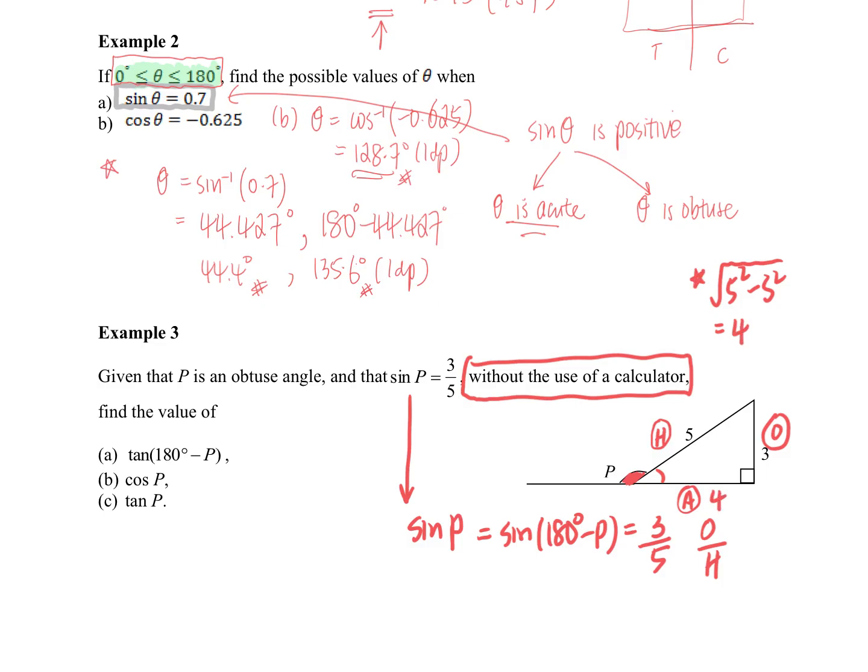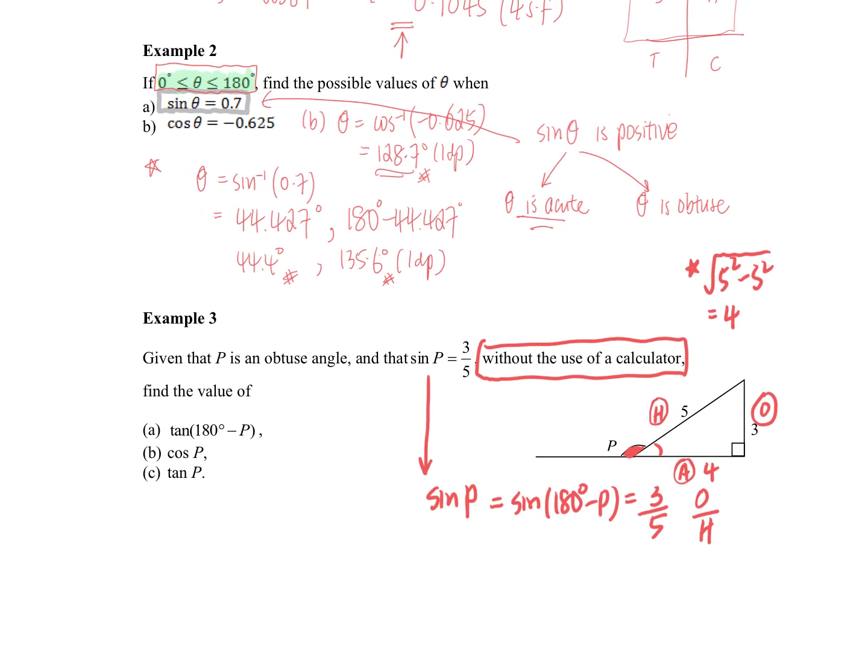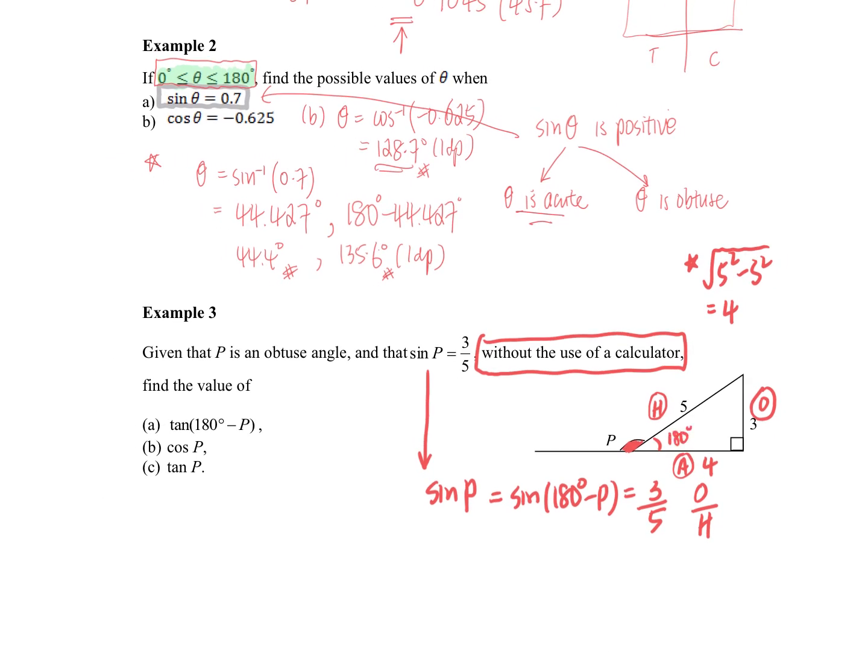Okay, so now with that, can you find what is tangent 180 minus P? This is 180 minus P. What is tangent 180 minus P? O over A. What is O? What is A? Just like that only. It's the same thing, just that now they will use obtuse angle to confuse you a bit. Okay, but the ratio is the same. It's still O over A because we are talking about this acute angle.